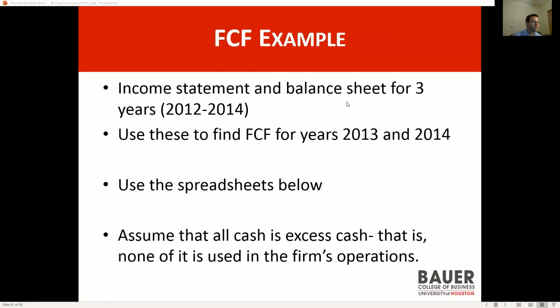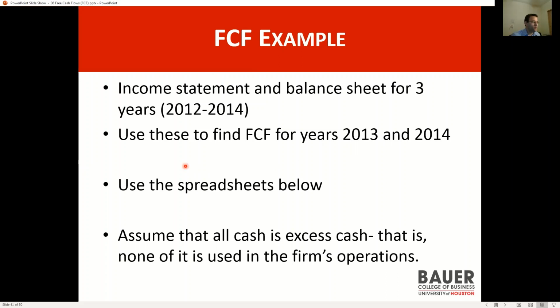We want to use our accounting statements for 3 years, from 2012 to 2014. We're going to use that to calculate the free cash flows for 2013 and 2014. And why do we need 3 years worth of statements to calculate 2 years worth of free cash flows? Well, remember, a few of our free cash flow ingredients need to look at changes over time. And so if you want to get the free cash flow in 2013, you need to know how something's changed from 2012 to 2013. So we need to have one more year of data in order to calculate the free cash flows.